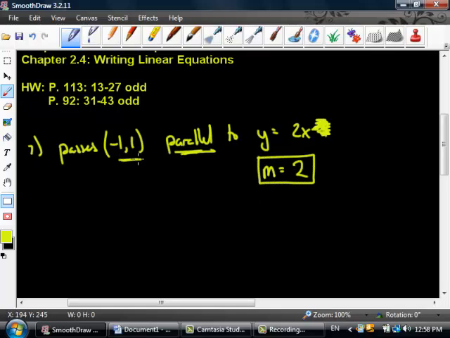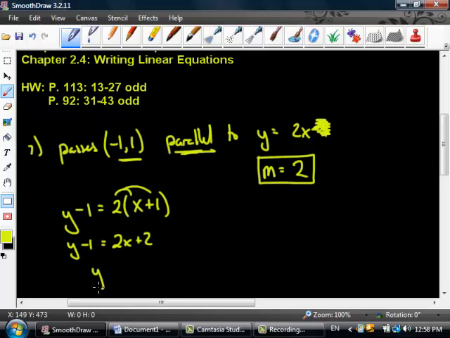And it passes through negative 1, 1, which means now I have all the information I need to pump it into point slope and rock and roll. Y minus 1 equals m times x minus x sub 1. If it's minus negative 1, it's positive 1. Yeah? Distribute: 2x plus 2. Y equals 2x plus 3.